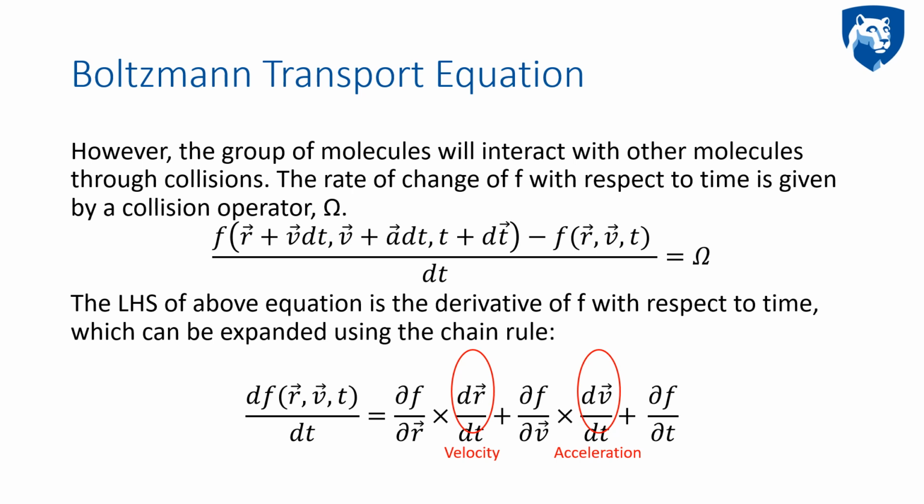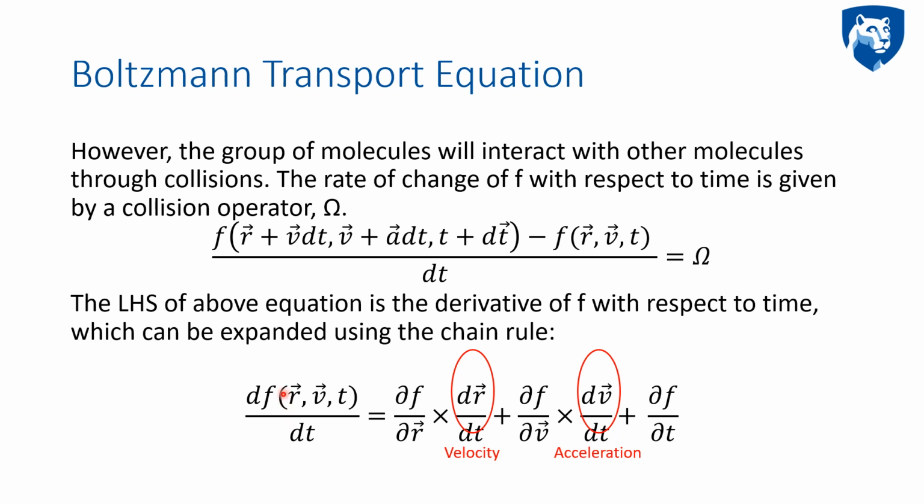However, in reality, the molecules do interact with each other, and when they do so, the distribution function is going to change. And the rate of change of the distribution function with respect to time is given by a collision operator, omega. So the left-hand side of this equation right here is just the derivative of f with respect to time. This is df over dt.